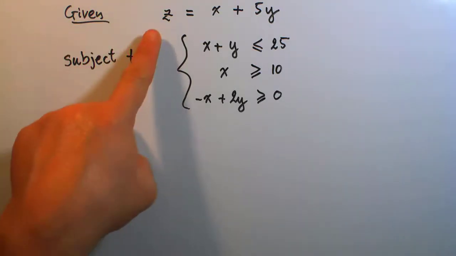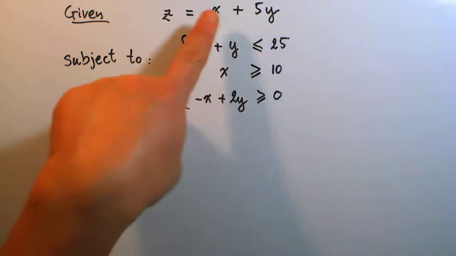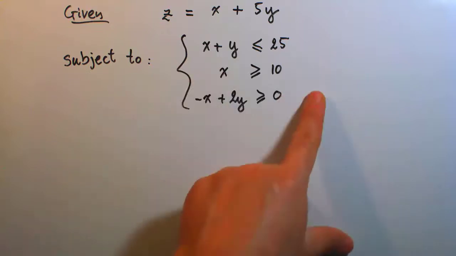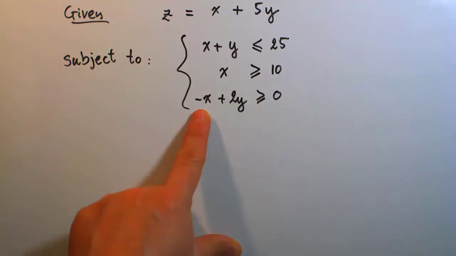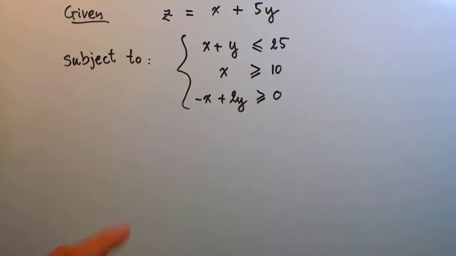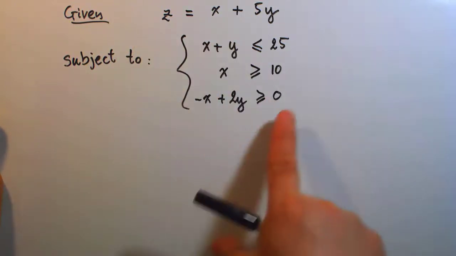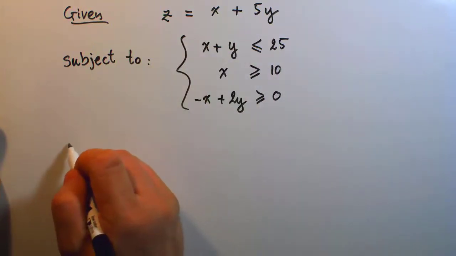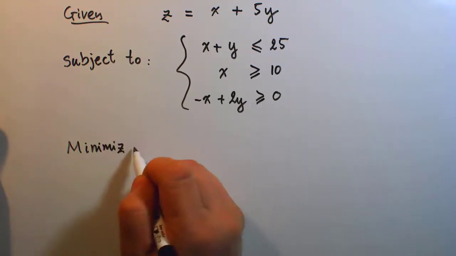And the same function given here, z equals x plus 5y, and again this is a linear function in two variables, subject to a few constraints here: x plus y less than or equal to 25, x greater than or equal to 10, and minus x plus 2y greater than or equal to 0. So these constraints together make up what's called a feasible region. And so with this function, once we restrict our input values to within this feasible region, we can also minimize z.